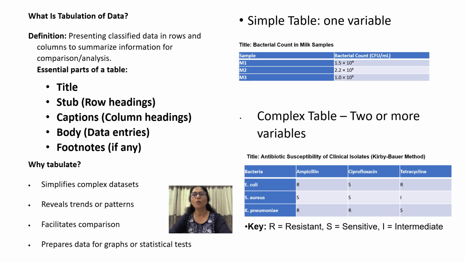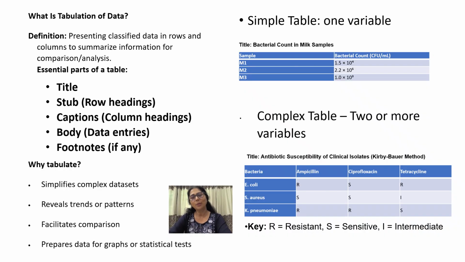Then there are rows and columns. So the row heading, column heading, then the body, which is nothing but the data entries, and later on the footnotes, like what the unit is, or what sort of initials are used. So we can put it in a footnote form.